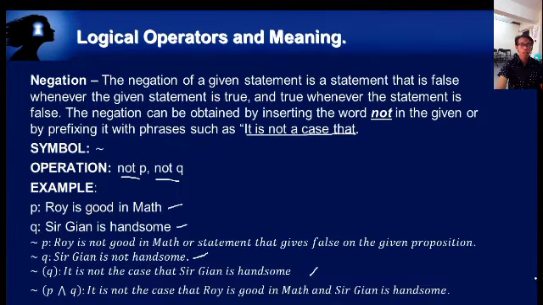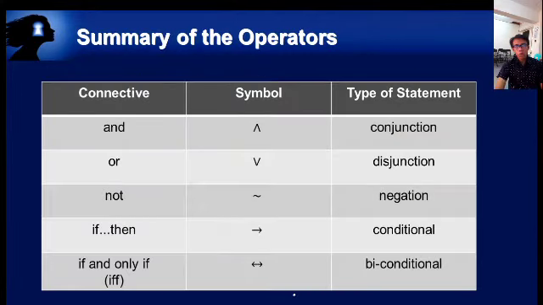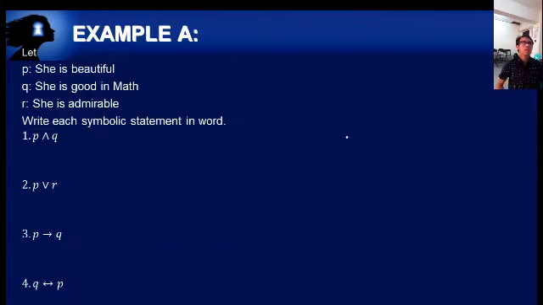Please do review all the summaries, that is, yung mga connectives and symbols, then conjunction, for the summary of our lesson for this video. Okay? So, let us proceed now to the sets of examples. Let proposition P be "she is beautiful," proposition Q be "good in math," and proposition R be "she is admirable." Write the symbolic statements in words.